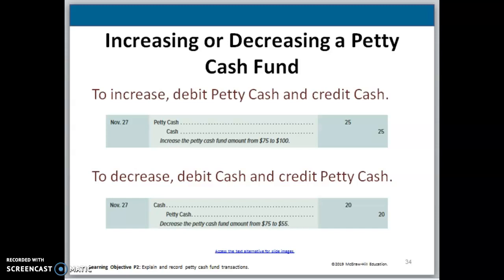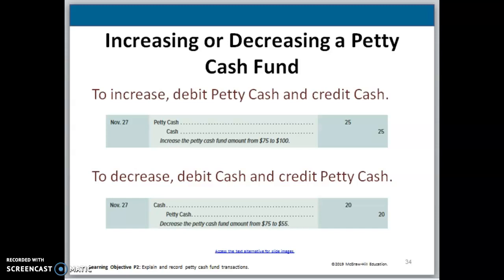Now, the reverse could happen too. Maybe you got to the end of the month and you never even touched enough of it. You only used $30 of it. Well, then maybe you decide after a couple of months you don't need to have $75 on hand, because remember, that cash on hand, it's a risk to your business. It's a risk of losing that $75. So you can decrease that risk by decreasing the petty cash account or what you carry on hand.